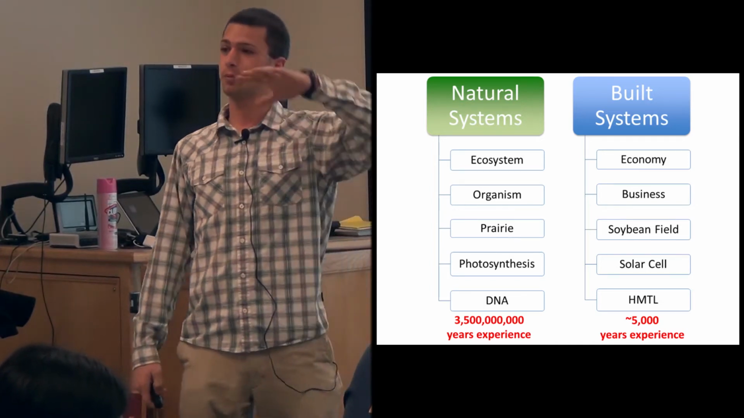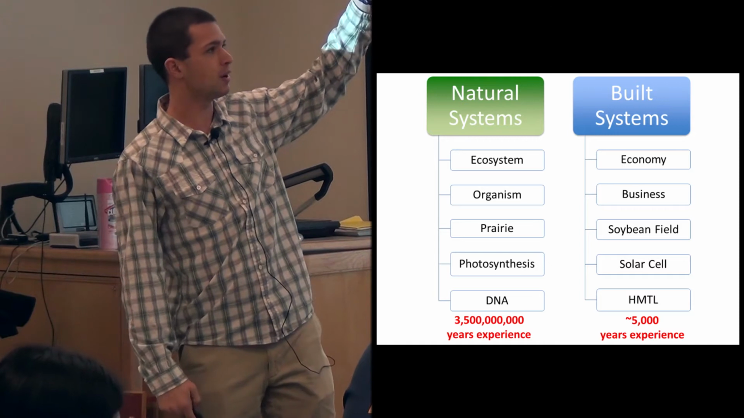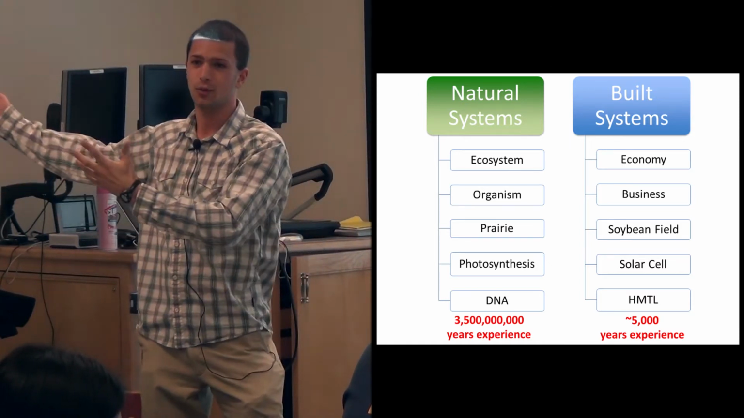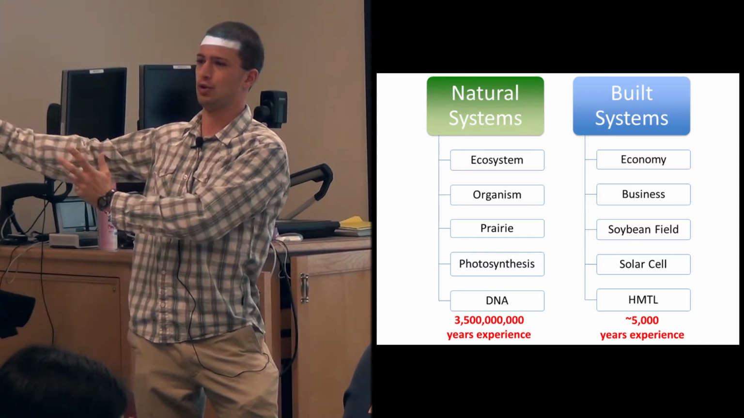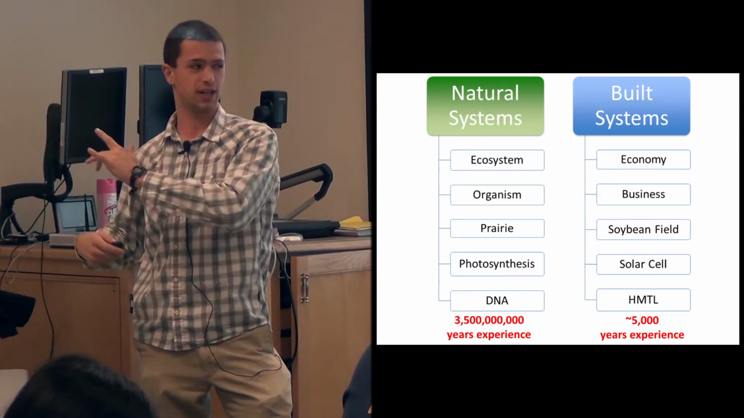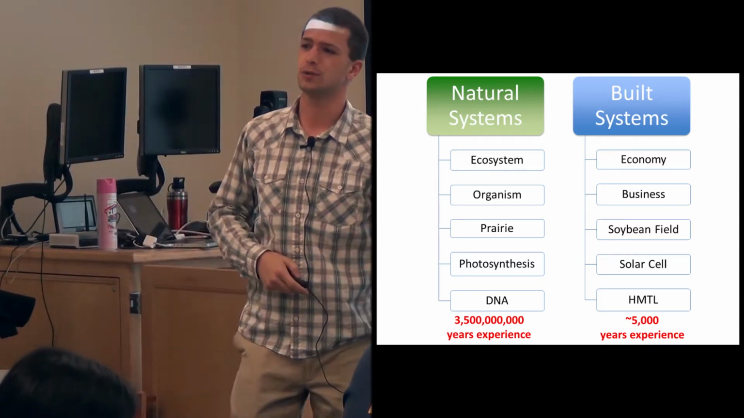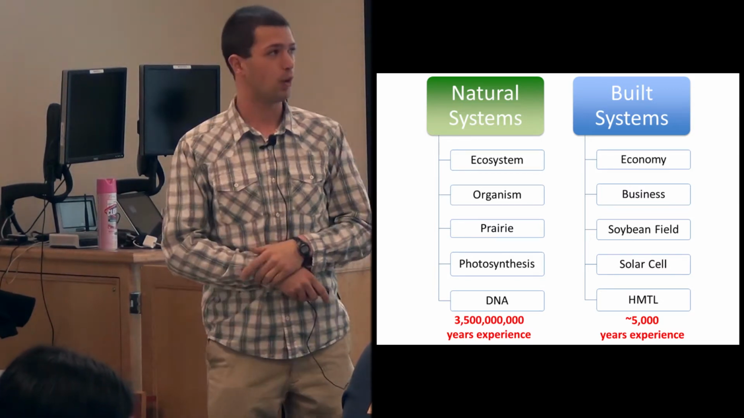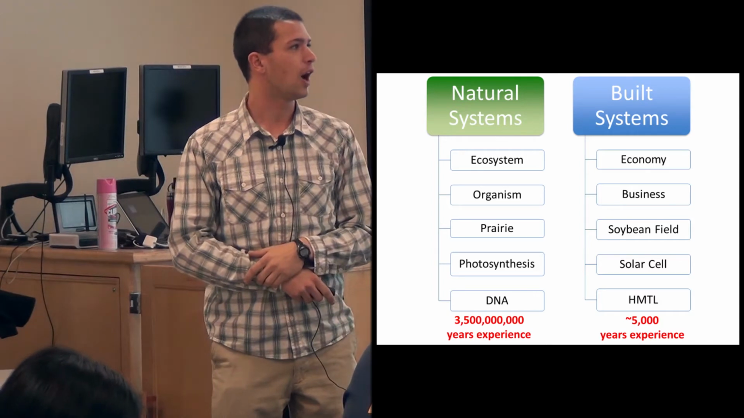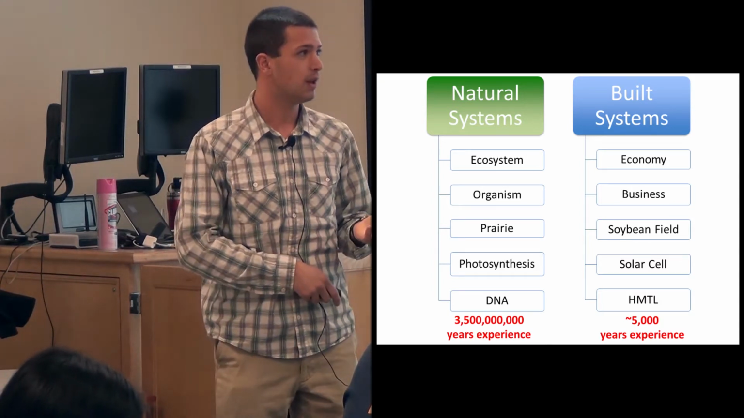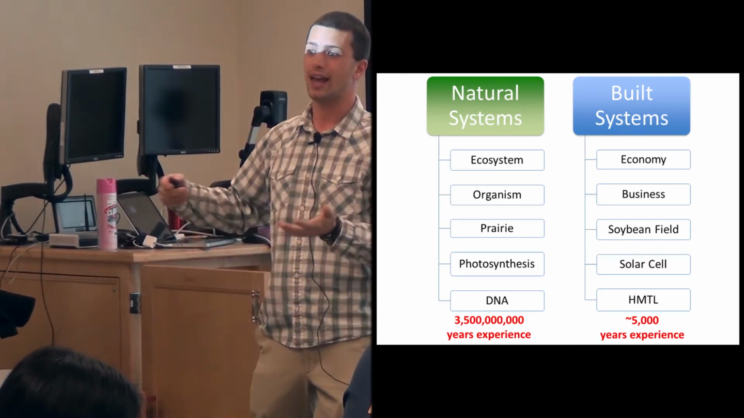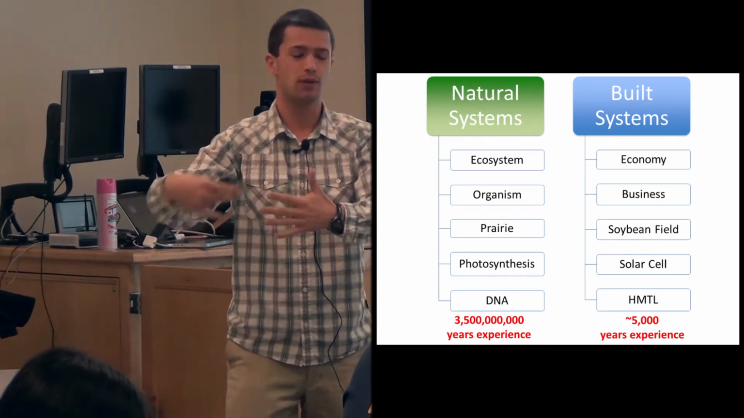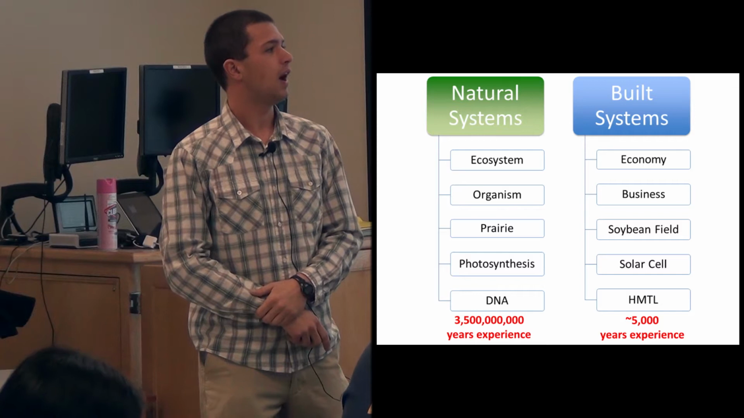So in natural systems, big picture, you have an ecosystem like we're talking about here. That's similar to, in a built system, an economy, where it's totally human constructed and everything's working together. In a natural system, you have an organism. Within the economy, you can think of that as a business working within that economy. A prairie is an example of an ecosystem. A soybean field would be an example of a constructed, artificial built system that is parallel to that.